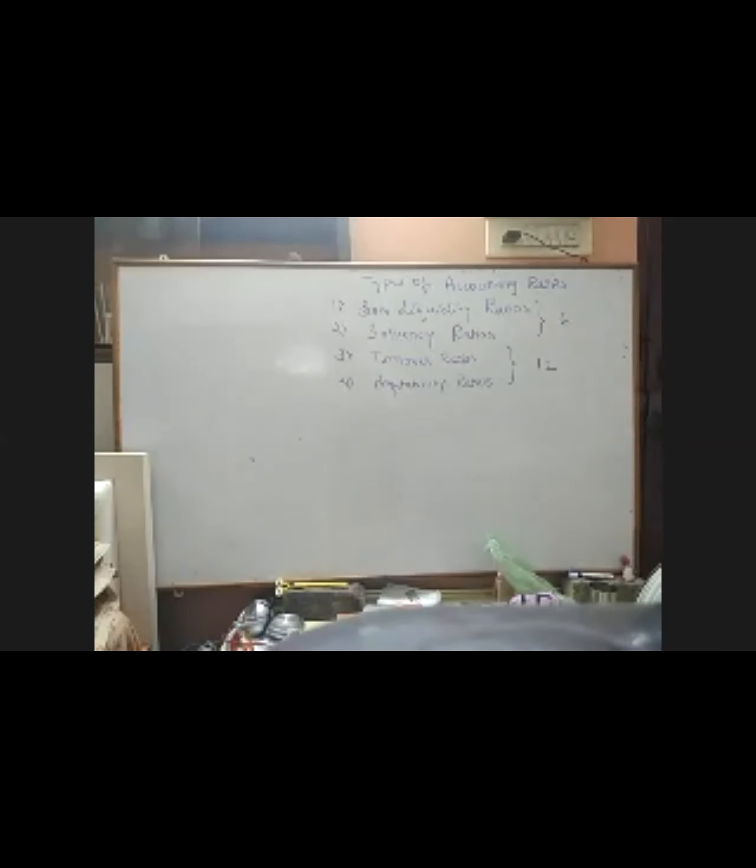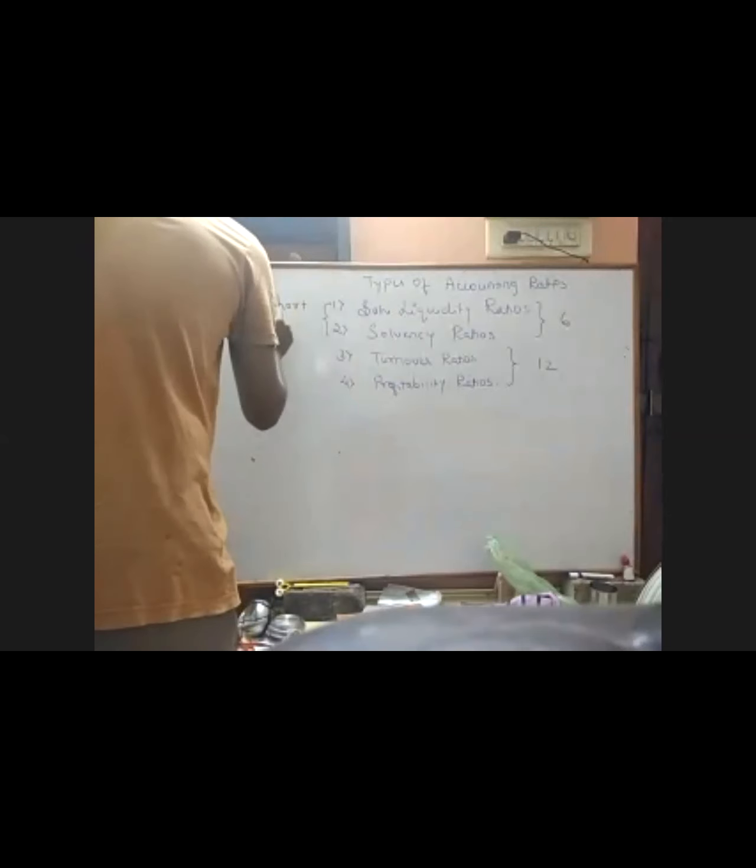Now the question arises, sir, what was the need of making two types of ratios for solvency? Because we already have a second ratio which is called solvency ratio, then what was the need of liquidity ratio? For that, let me tell you, there are two types of solvencies. One is short-term solvency and the second is long-term solvency. Remember, number one is short-term solvency and number two is long-term solvency.